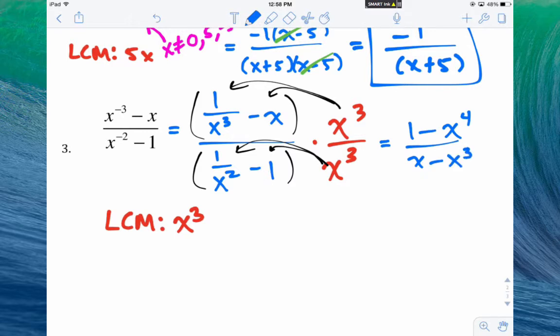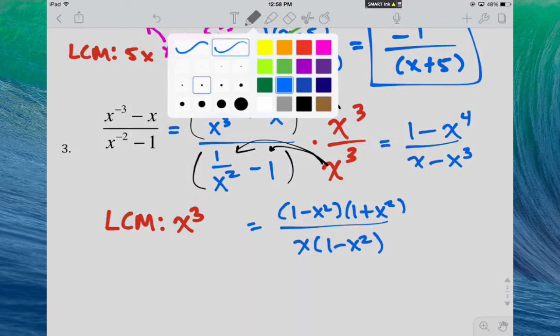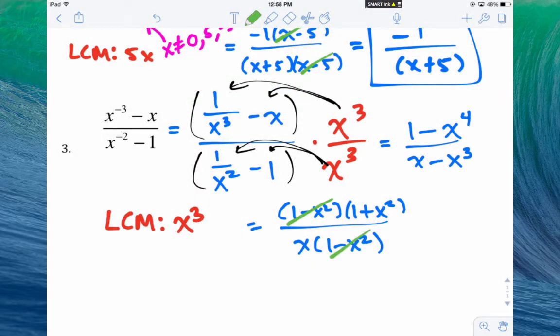And so now we are ready to look for some simplifying opportunities. 1 minus x to the fourth factors as 1 minus x squared times 1 plus x squared. And in our denominator, I think we could factor out a common factor of x times the quantity of 1 minus x squared. Boom, we have some simplification to be done. And I think our final result will be just 1 plus x squared all over x.